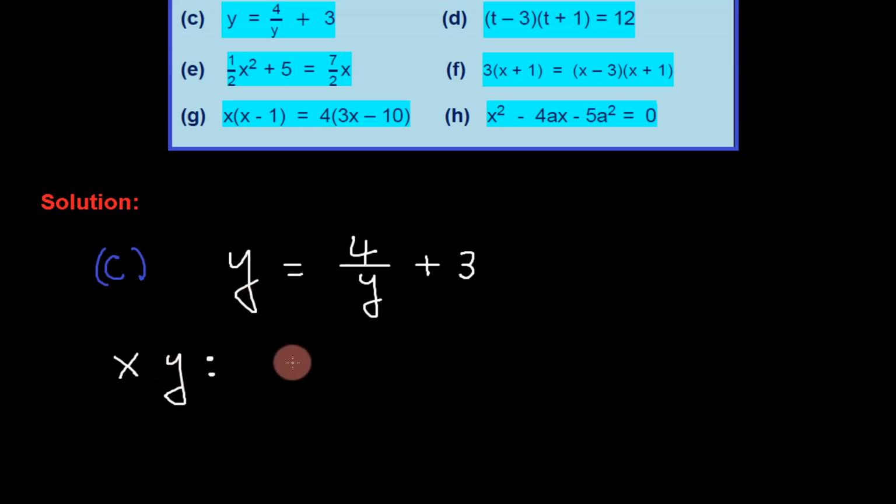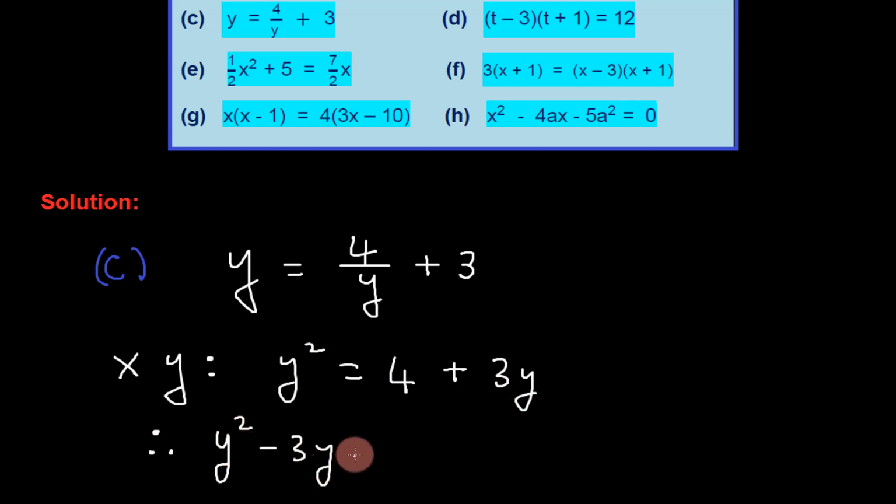So y times y is y squared. 4 over y multiplied by y, the y's will cancel, and we're left with 4. Then 3 times y is 3y. The equation is not yet in standard quadratic form, so we bring all the terms to the left-hand side. Now we can use the cross method.